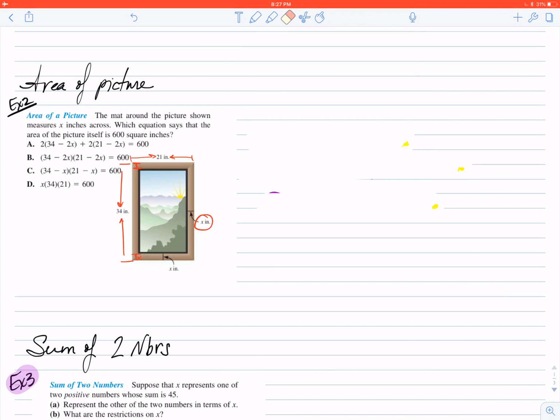So then let's talk about the area. We know area is length times width. So my length is going to be 34 minus 2x. I'm sorry, that's my height. My length, my width, is going to be 21 minus 2x. And our directions told us that this was supposed to equal 600. So when I look at it like this, I can easily tell that this is going to be part B.